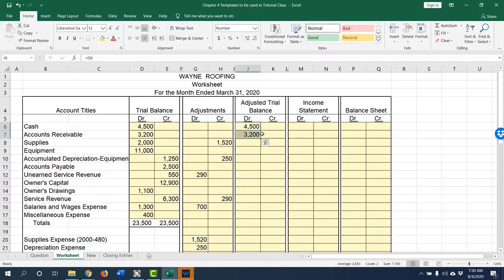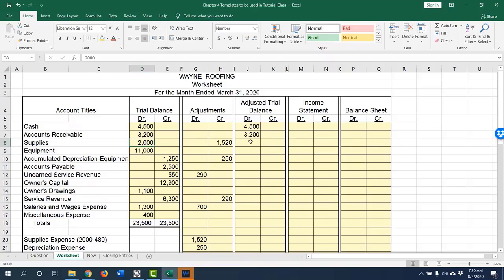Okay, now move on to the supplies. Now that will be interesting. Supplies previously had a balance of 2,000, but in this particular problem, we have an adjusting entry related to supplies, and we have credited the supplies by 1520. So supplies normally has a debit balance, but we have credited the supplies by 1520.